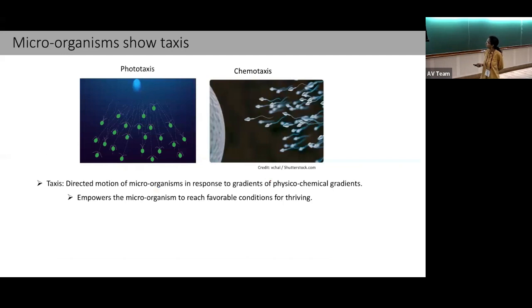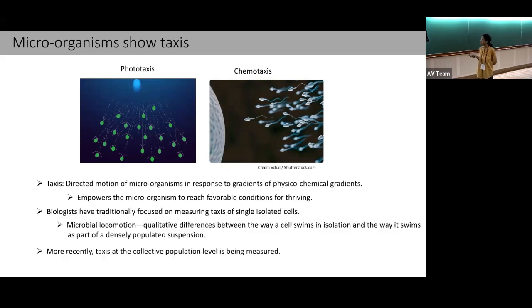So I'm going to talk to you about the next part where we look at how this organism responds to light. So algae cells run towards light, blue light. Basically, they're like little plants. They want to do photosynthesis, so they want light. And other microorganisms like sperm would do chemotaxis. They will run towards the egg in response to chemical gradients. And so this sort of directed motion of cells empowers the organism to reach favorable conditions for thriving.